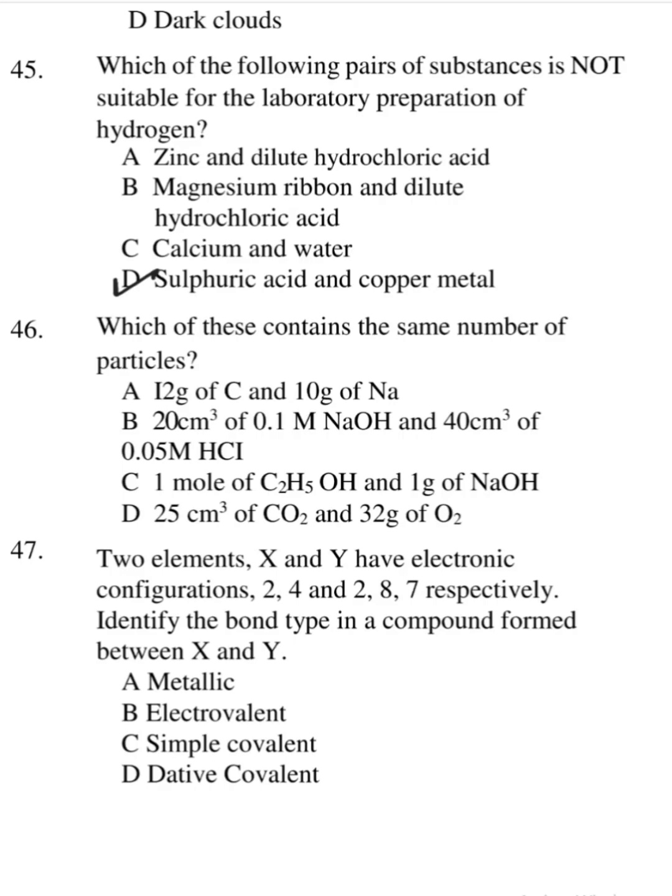In B, we have 20 cm cubed of 0.1 molar. If you multiply 0.1 by 20, you get 2. And when you divide 2 by 1000, you will get the number of moles, because moles is molarity times volume in dm cubed. So we have 20 times 0.1, which will give 2. When you divide 2 by 1000, you have 0.002 as the number of moles of sodium hydroxide. Then when you take the case of 40 cm cubed of 0.05 molar hydrochloric acid, 40 times 0.05 would give 2.